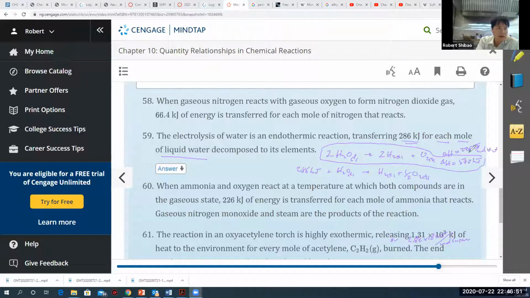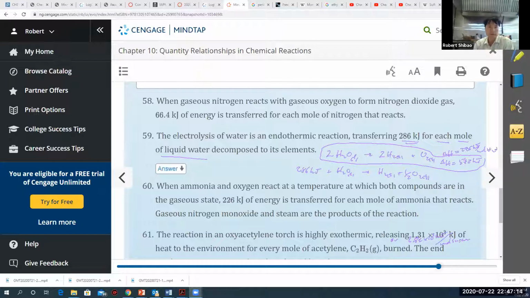This is always valid because this doesn't care how many moles. It could be 1 mole, it could be 2 moles, 2 moles double it, 3 moles triple it, 4 moles quadruple it. And so when we don't write them per mole here, then it's written for this reaction as written. And this reaction as written has 2 moles of water. So this 572 kilojoules would be for 2 moles of water, not 1 mole.